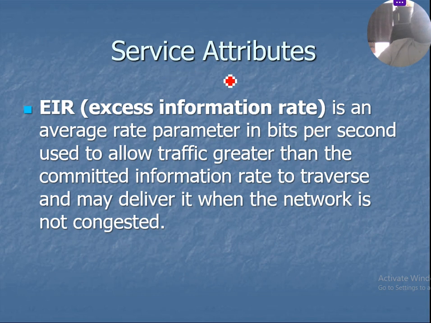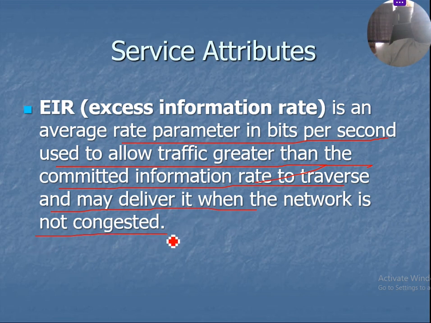Now, still on the service attributes, let's talk about the EIR, the excess information rate. The excess information rate is an average rate parameter in bits per second. It is used to allow traffic that is greater than the committed information rate to traverse, and it may be delivered when the network is not congested. So if there is traffic greater than the committed information rate, it is sent back, and when the channel is less busy, it comes again to pass through and be delivered.